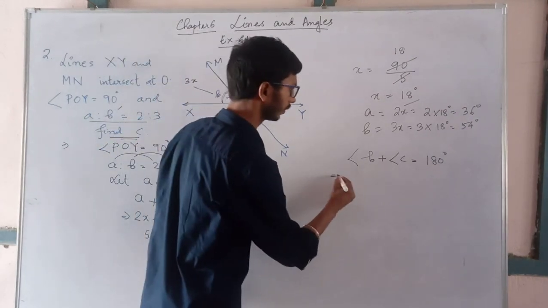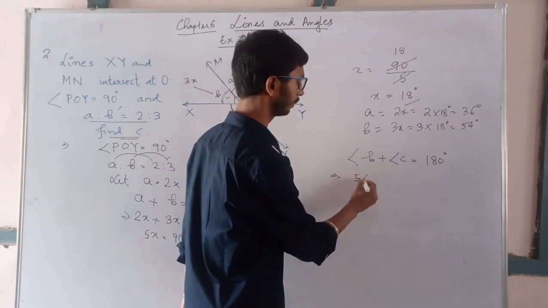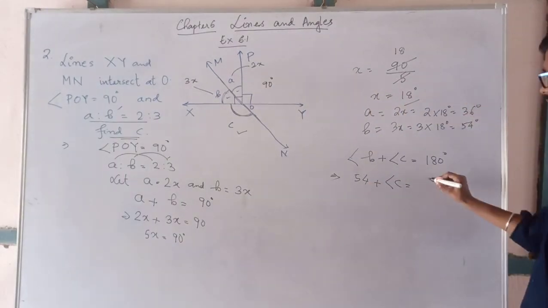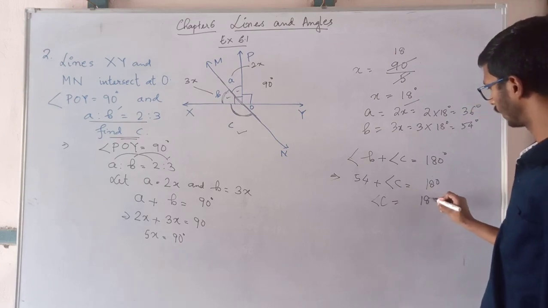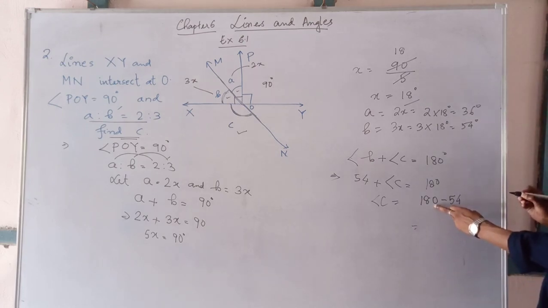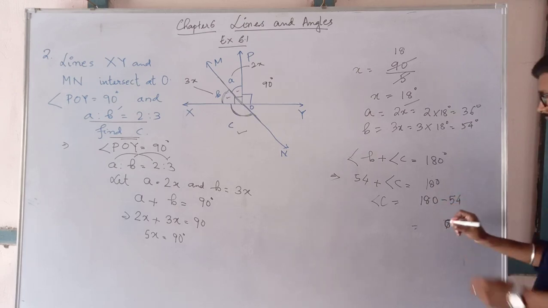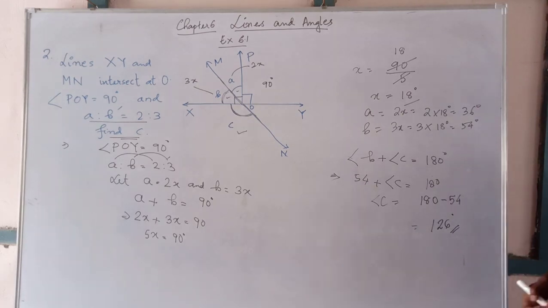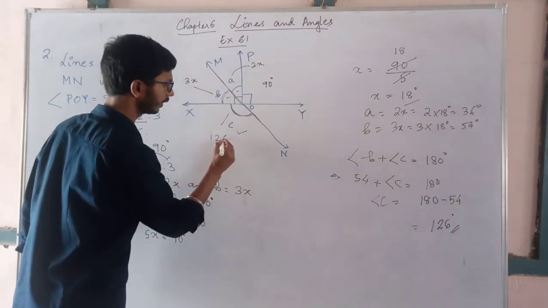Okay. So how much did we get angle B as? 54. So replace 54 plus angle C equal to 180. So angle C will be how much? 180 minus 54. So 10 minus 4 is 6. 1 carried. 7 minus 5 is 2 and 1. So our final answer, that is the measure of angle C, is 126 degree.